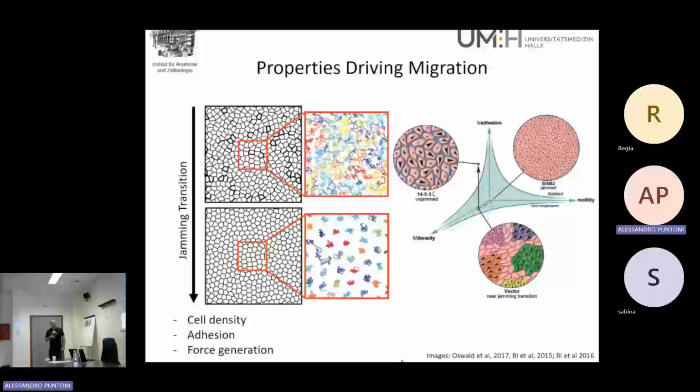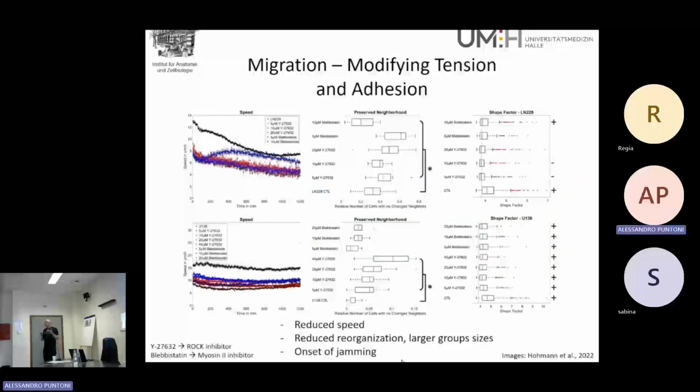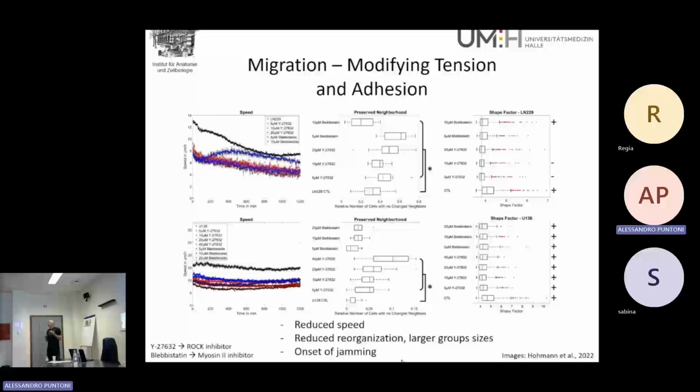Then there are two more parameters, adhesion and force generation or tension. According to all models studied, these two parameters always mutually counterbalance each other. So if adhesion was associated with a slowdown, then tension was associated with an increase in migration, and vice versa, depending on the model. With these key parameters in mind, we started to tinker with the equilibrium of tension and adhesion by applying pharmacological drugs to our system.